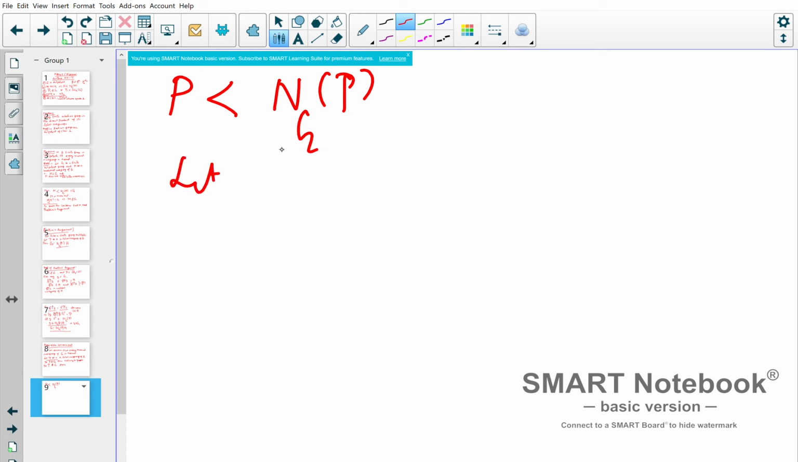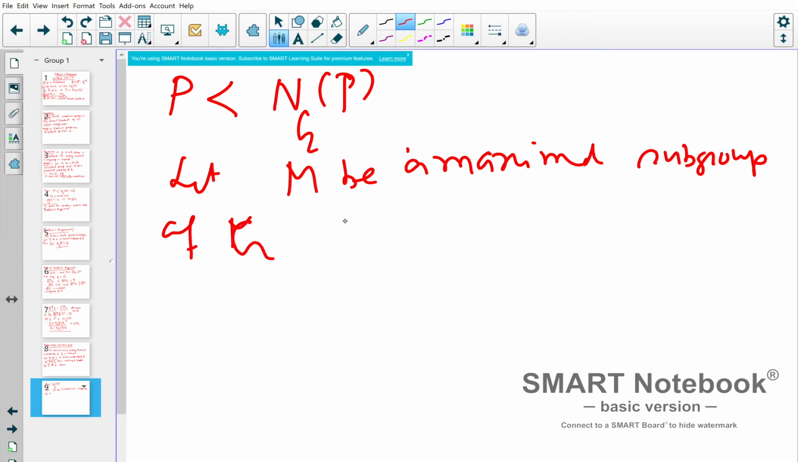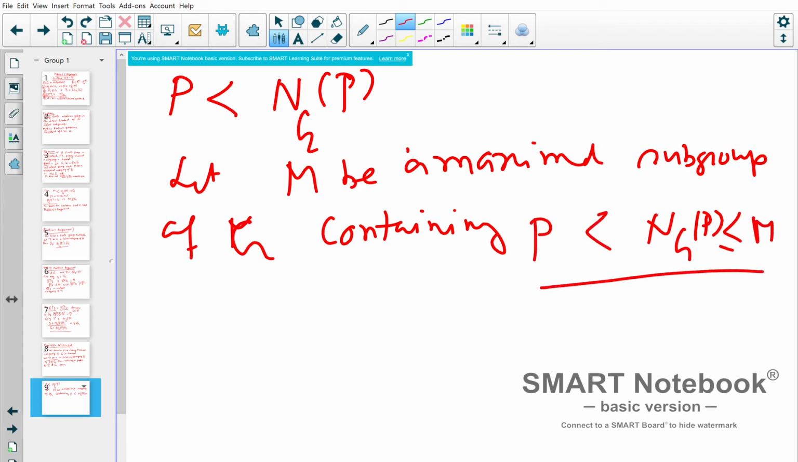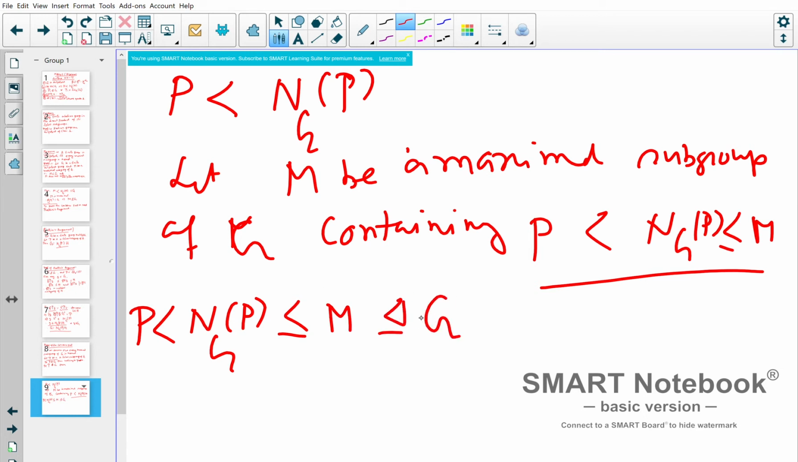Let M be a maximal subgroup of G containing this normalizer of P. That is possible because every proper subgroup is always sitting inside some maximal subgroup, and the proof is simple; you have to use Zorn's lemma. So P is sitting inside the normalizer of P in G, and this is sitting inside M, and M is a normal subgroup of G by hypothesis, since I assumed that every maximal subgroup is a normal subgroup.